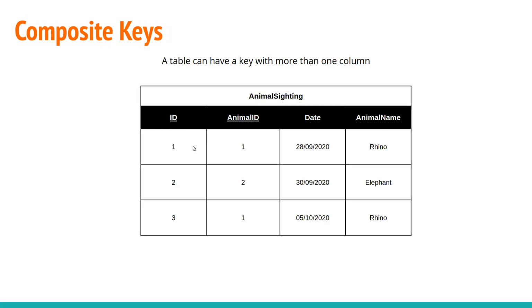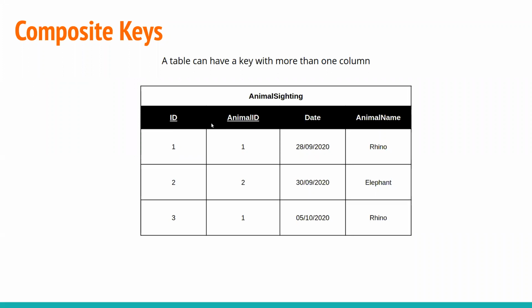Okay, a composite key has more than one column. So here, ID and animal ID together uniquely identify each row. That's our primary key, a combination of ID and animal ID, like a vector. So we have 1, 1, 2, 2, 3, 1. Those are our different rows in this case. That's the key that would identify each row. 3, 1 would give you this row over here. This is just a simple table of animal sightings. And in this case, we decided to define a composite key, which is a primary key that contains more than one column.